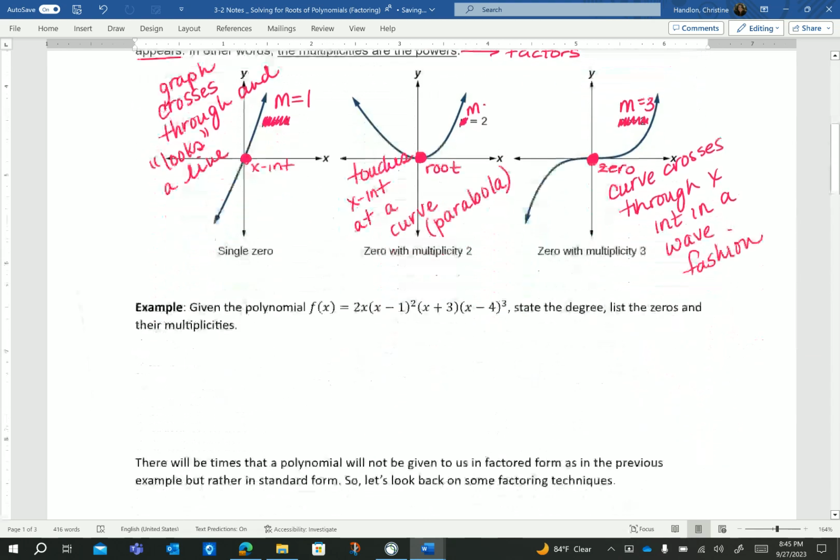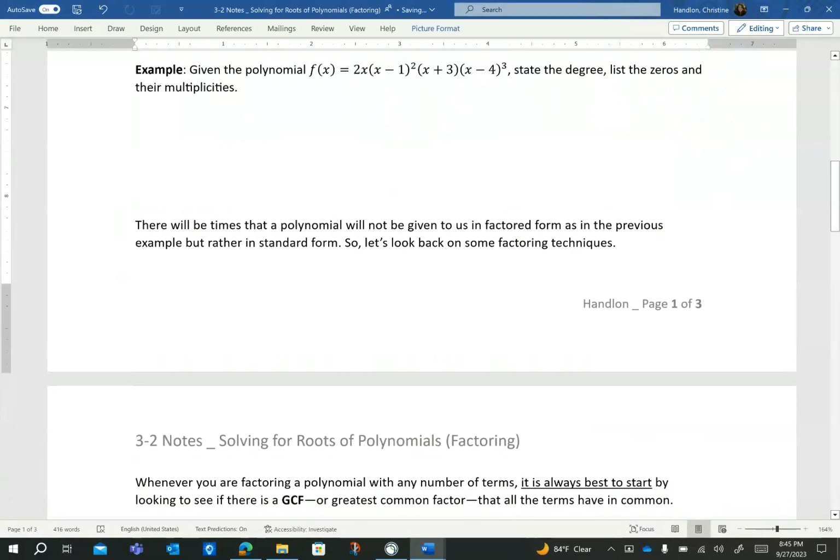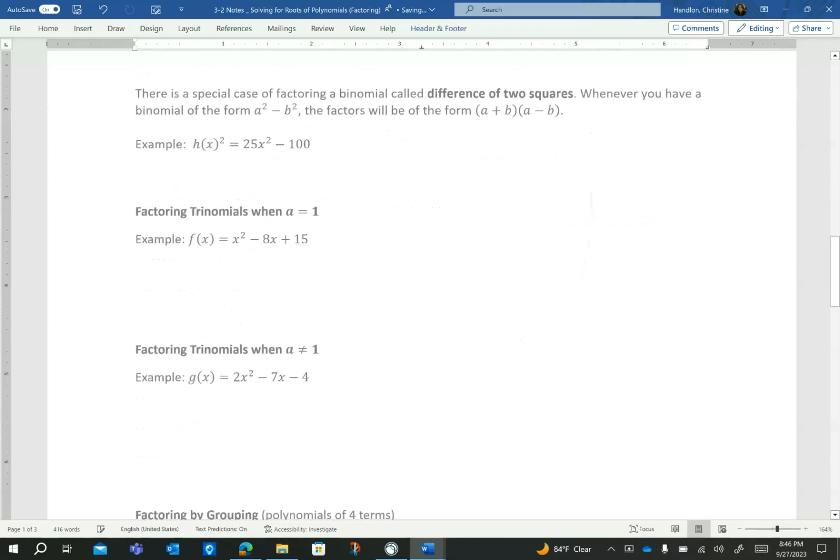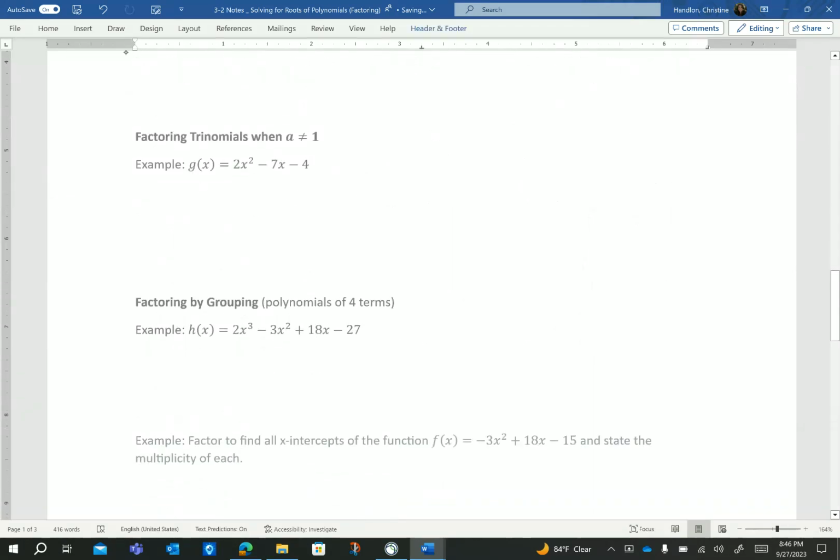So why is that important? If you look here at this example right here, they're giving us a polynomial that's in factored form. So notice this is all in factored form. It is not in standard form. Okay, this is in factored form. So if you're asking yourself, well, what does standard form look like? I'm going to scroll down here. Standard form looks like this one right here. I'm going to square it off down here. Okay, do you see the 2x cubed minus 3x squared plus 18x minus 27? That has no parentheses around it.